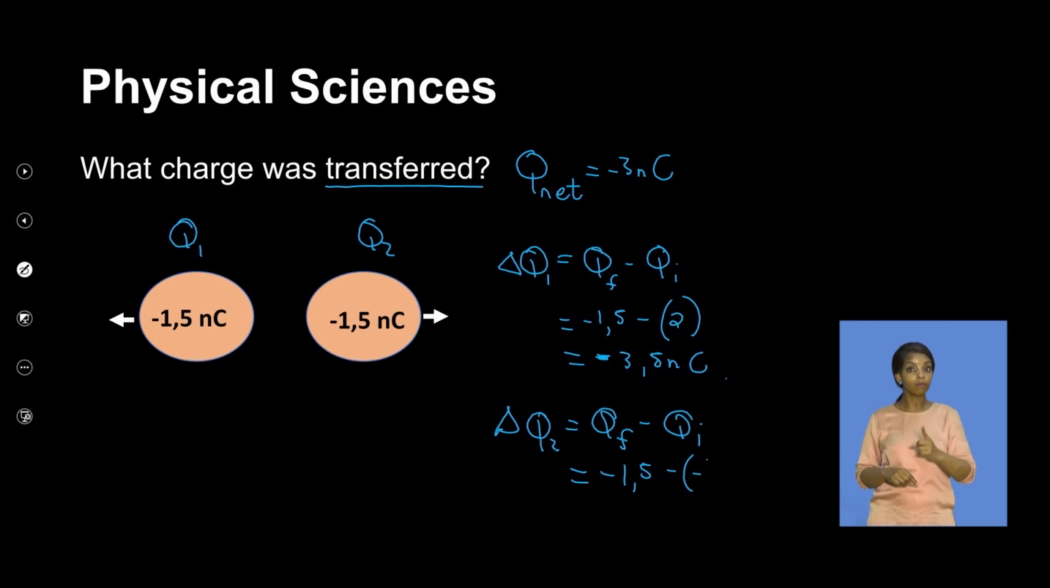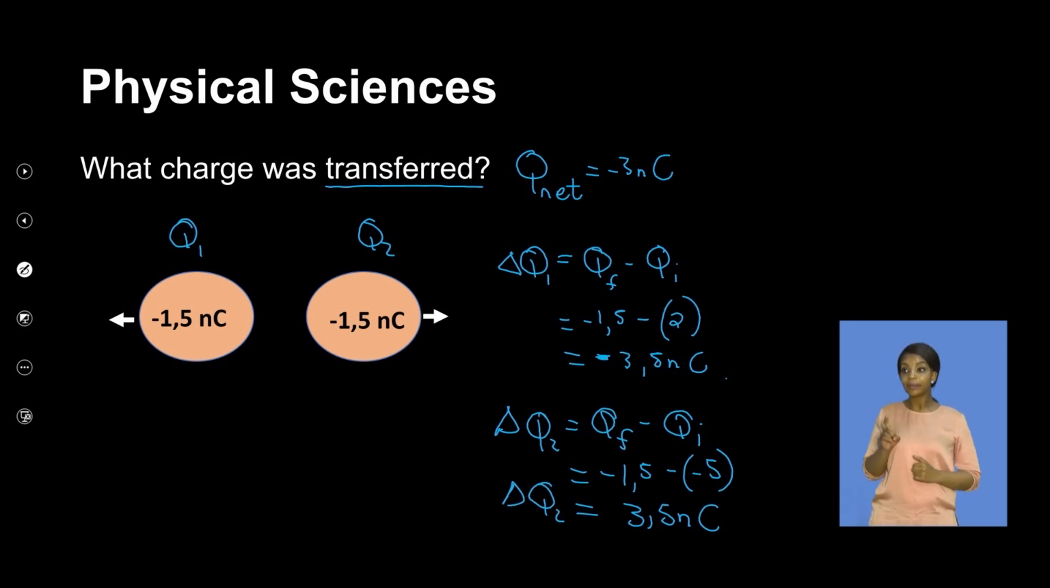Right? So it's negative 5 nanocoulombs. If you simplify that, it will give you negative 1.5 plus 5, which gives you positive 3.5 nanocoulombs. So delta Q2 is equal to positive 3.5 nanocoulombs. What does that mean? It means this one lost, or it became more positive. And when you compare the change of charge of Q1 versus that of Q2, it is of the same magnitude, just that one became more negative by gaining, while the other became more positive by losing, right?